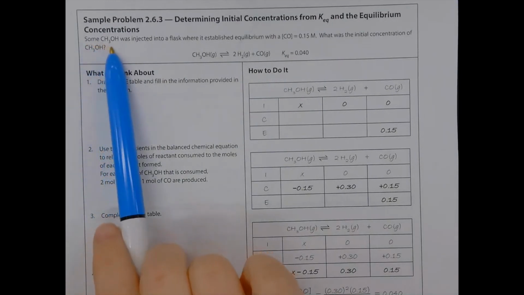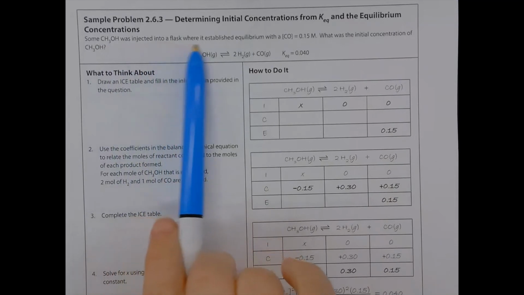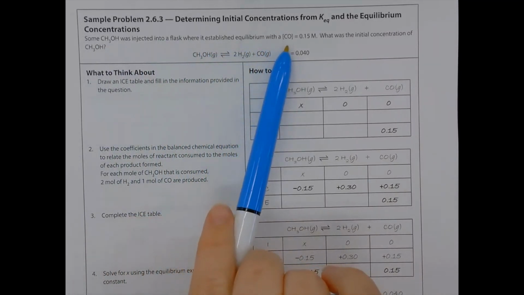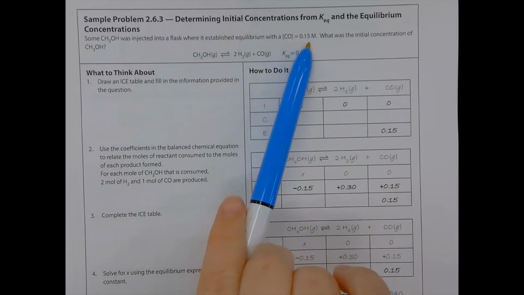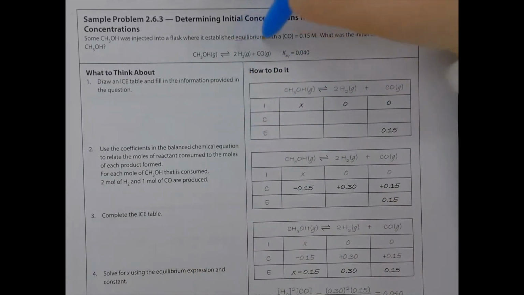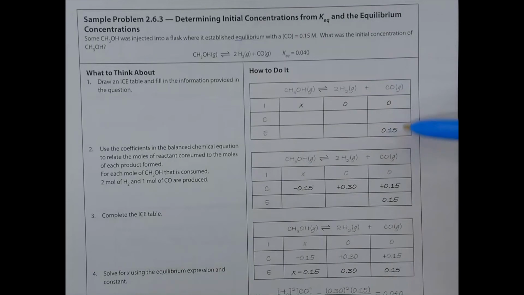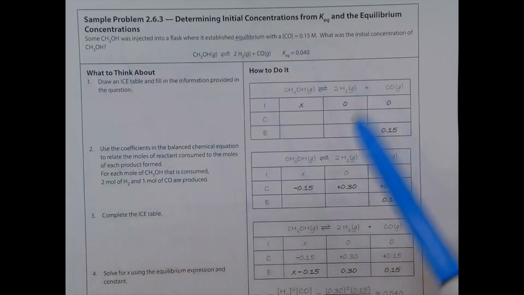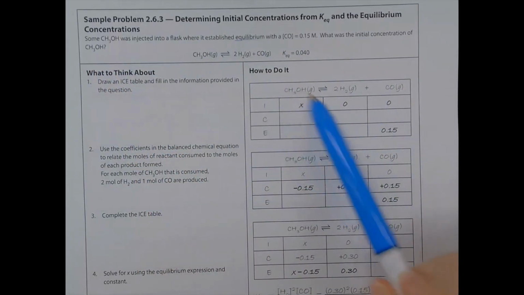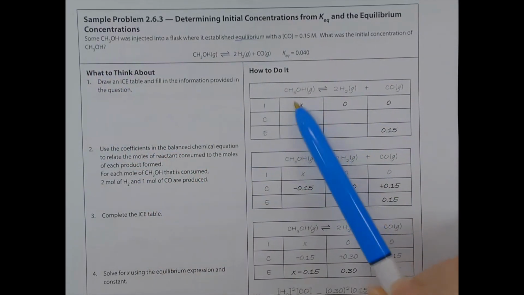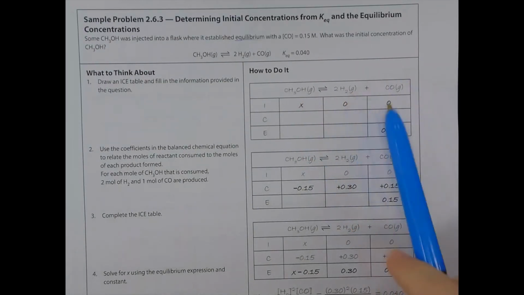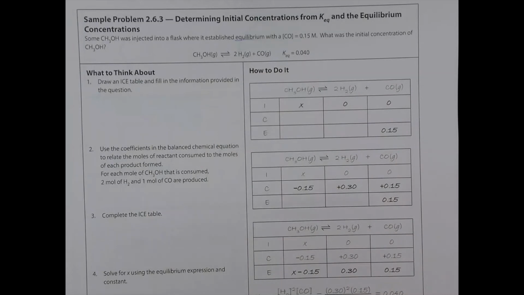It says some CH3OH was injected into a flask where it established equilibrium with the concentration of carbon monoxide at 0.15. So that's at equilibrium. You can see in the table they put the 0.15 here at equilibrium. What is the initial concentration of CH3OH? We do not know. We know that it was placed in the flask, we don't know how much, so they put X. And we know there's nothing else placed in the flask, so we can still put those as 0.